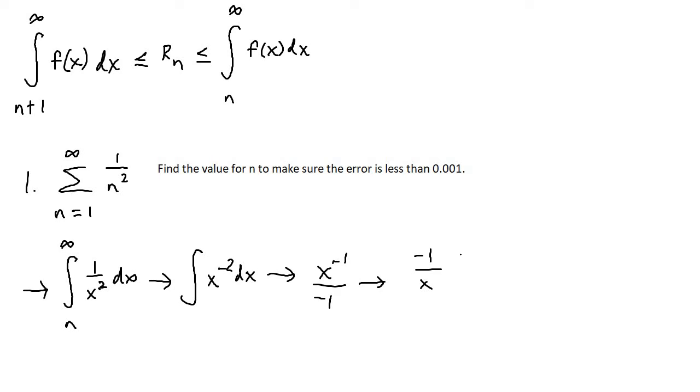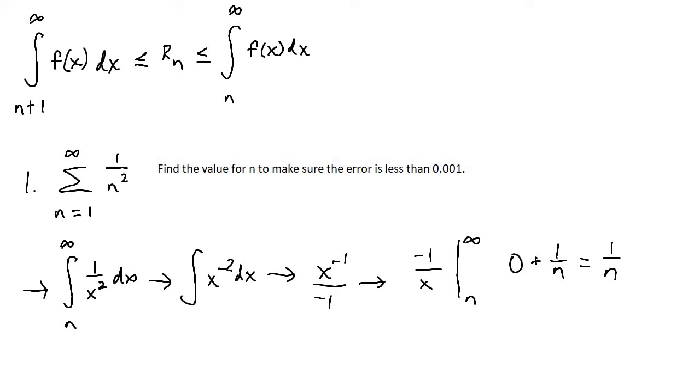And then when we evaluate, we're going to go from n to infinity. So when I plug in infinity, we basically get negative 1 over infinity, or 0, minus, when I plug in n for x, we'll get negative 1 over n. So minus a negative 1 would be plus 1 over n. So then we get 1 over n as the integral.